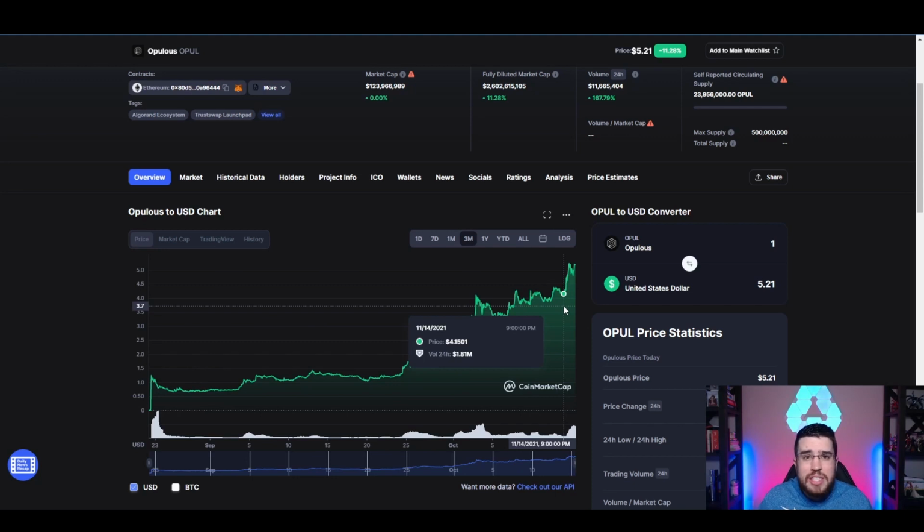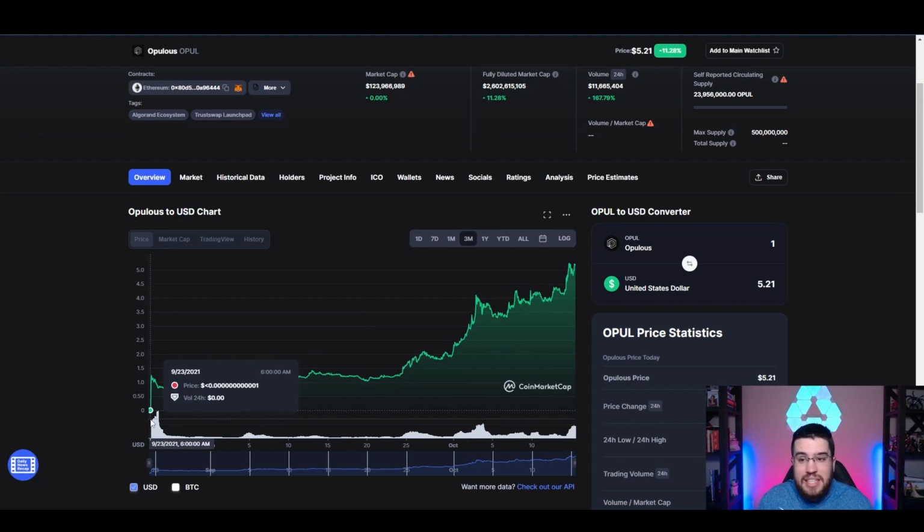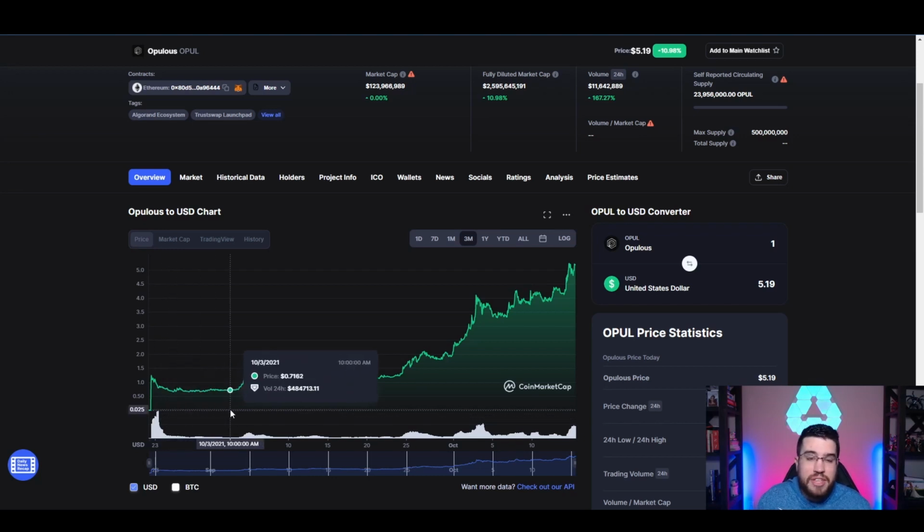For a lot of people, this is already 100x'd their money. And even people who got in on the ICO at 5 cents, obviously some of those are vested and there are certain locking up periods where they can't sell yet. But you're talking about some massive money that has already been made for investors who got in on Opulous early and who are still buying in, because this one is not done yet.